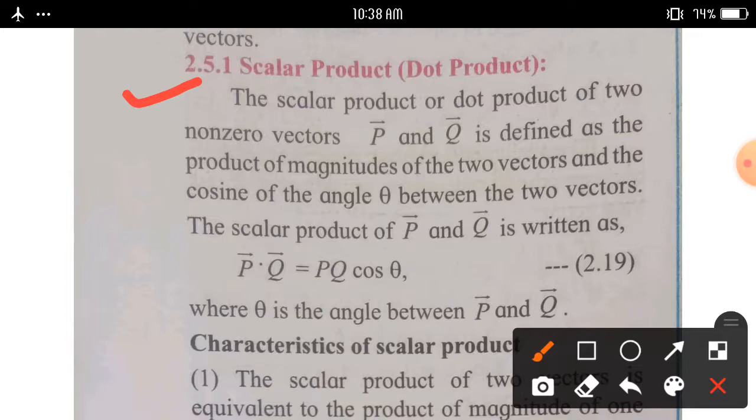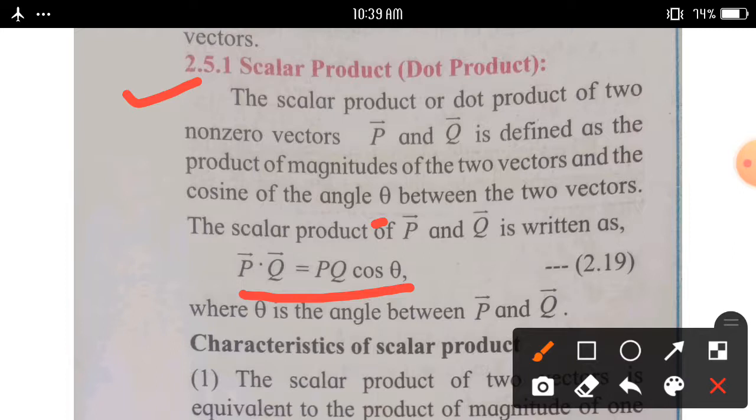Definition: the scalar product of two non-zero vectors p bar and q bar is defined as the product of the magnitudes of the two vectors and the cosine of the angle between them. Suppose this angle is theta. The scalar product of p bar and q bar is written as p bar dot q bar is equal to pq cos theta. This is the mathematical equation and definition of a scalar product.